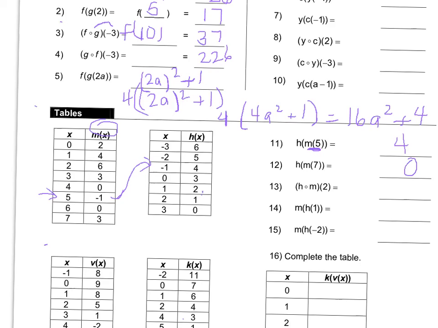For problem number 13, remember that when using the composition dot, the first function you apply is the one to the right. So we want m evaluated at 2, which gives us 6. Then h evaluated at 6. There is no h at 6. So this function, composition, is undefined.